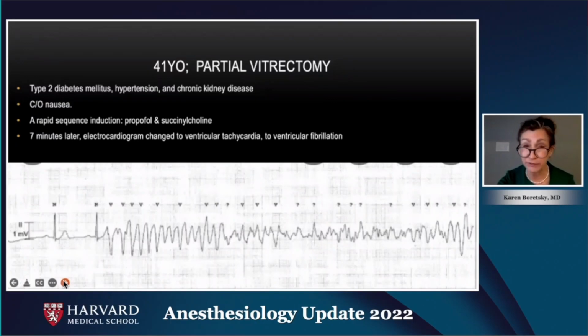The patient is complaining of nausea on the morning of surgery. The anesthesiologist decides to do a rapid sequence induction using propofol and succinylcholine to secure the airway. Seven minutes later, the electrocardiogram changes from normal sinus rhythm to ventricular tachycardia to ventricular fibrillation.